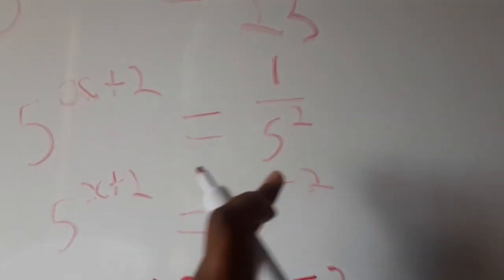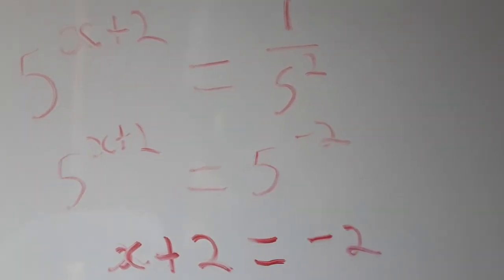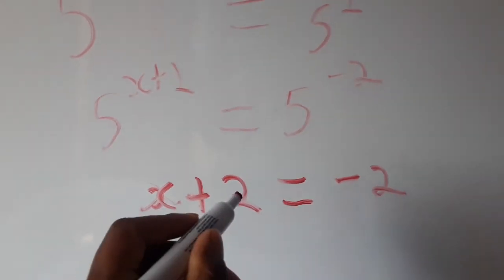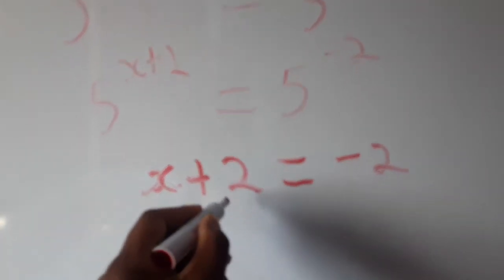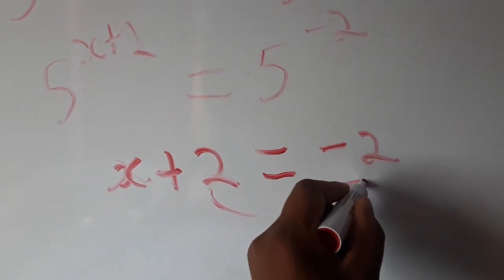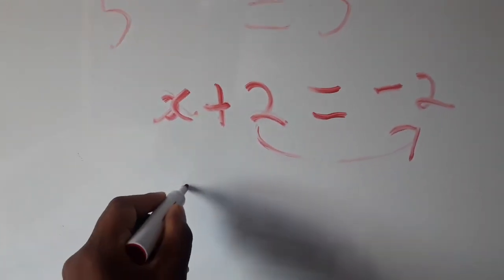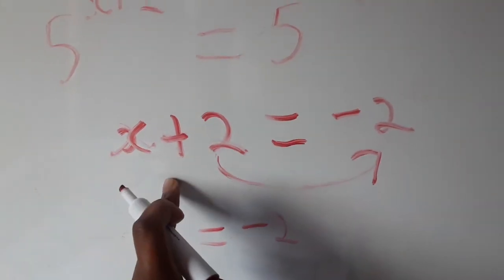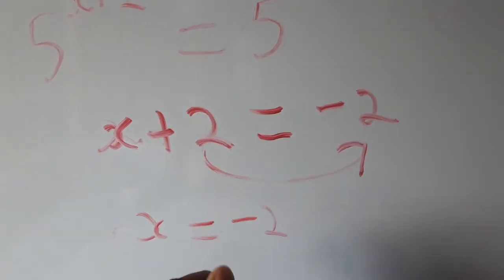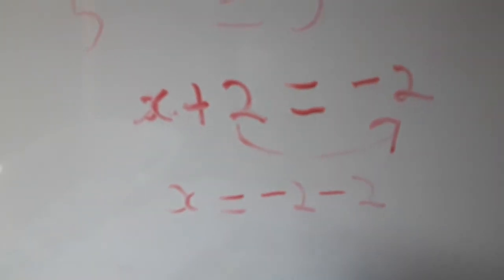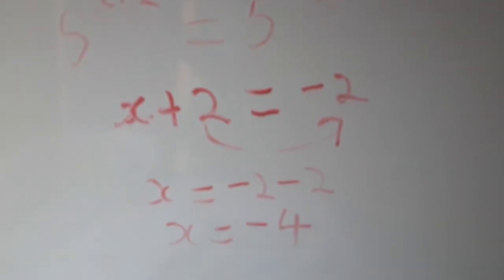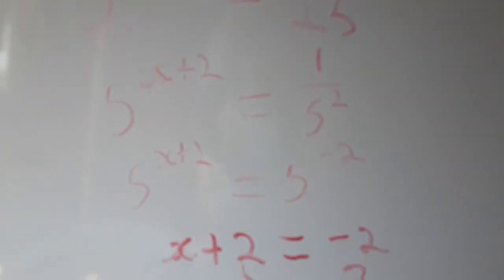negative 2. We take x plus 2, then we take negative 2 from this side. So x plus 2 is equal to negative 2. Then we'll take this 2 to the other side. So then our x becomes x is equal to minus 2. Then it's going to change the sign from positive to negative, going to be negative 2 again. So our x becomes negative 4. Right. So then we have solved this exponential equation.